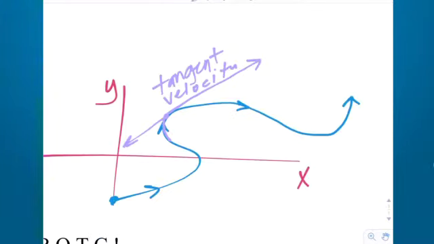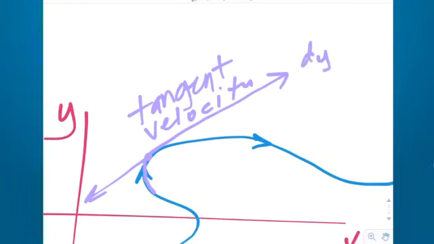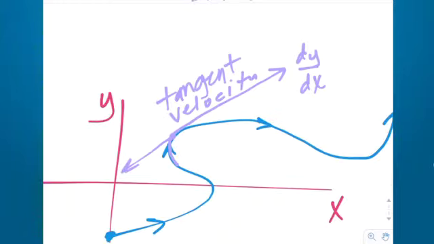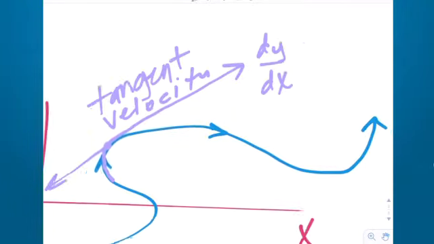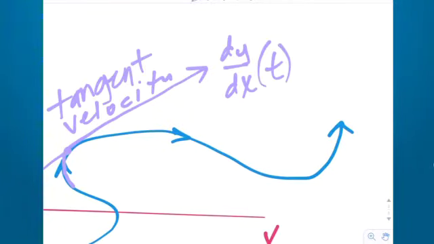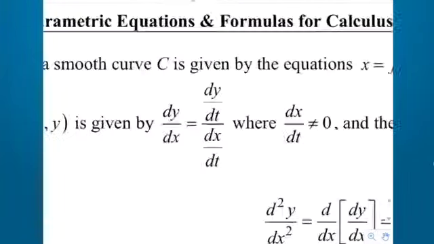So we're going to be finding slopes of tangent lines still as dy dx. We want to know how fast this thing is traveling vertically with respect to the horizontal. But it's going to be a function of t, right? Which is interesting. Our derivative is going to be a function of t. But we still want dy dx. So here's how we do it.